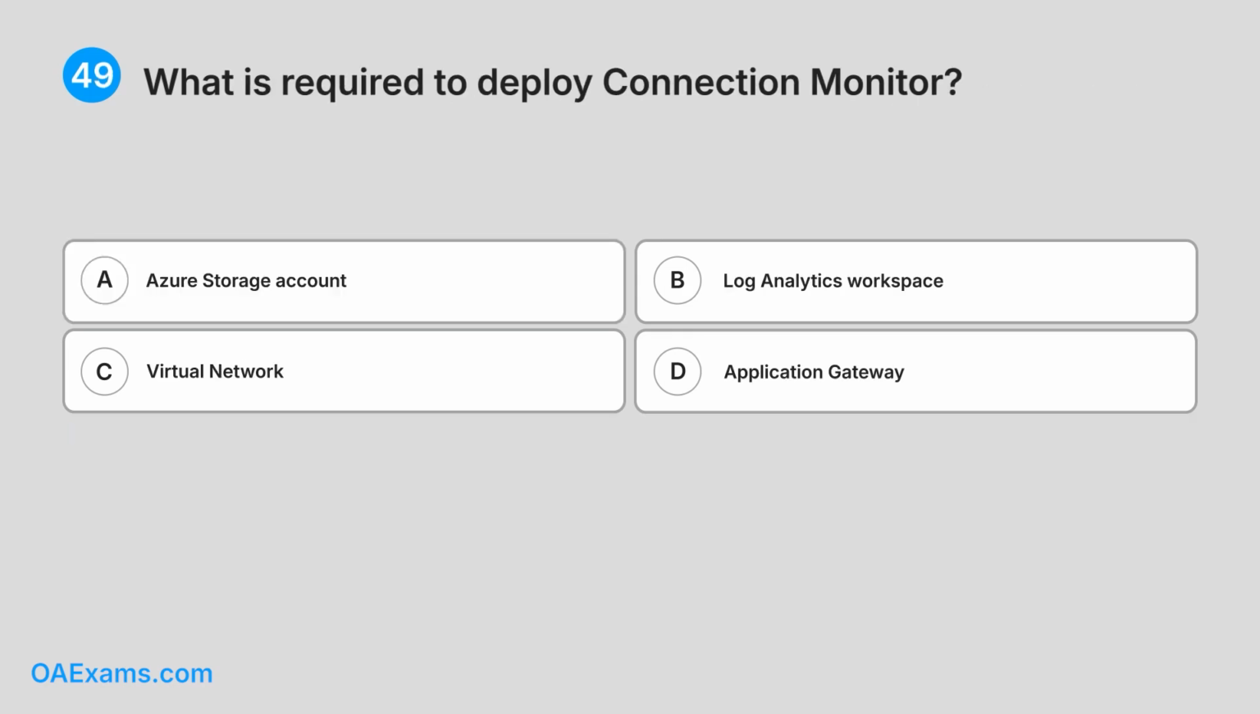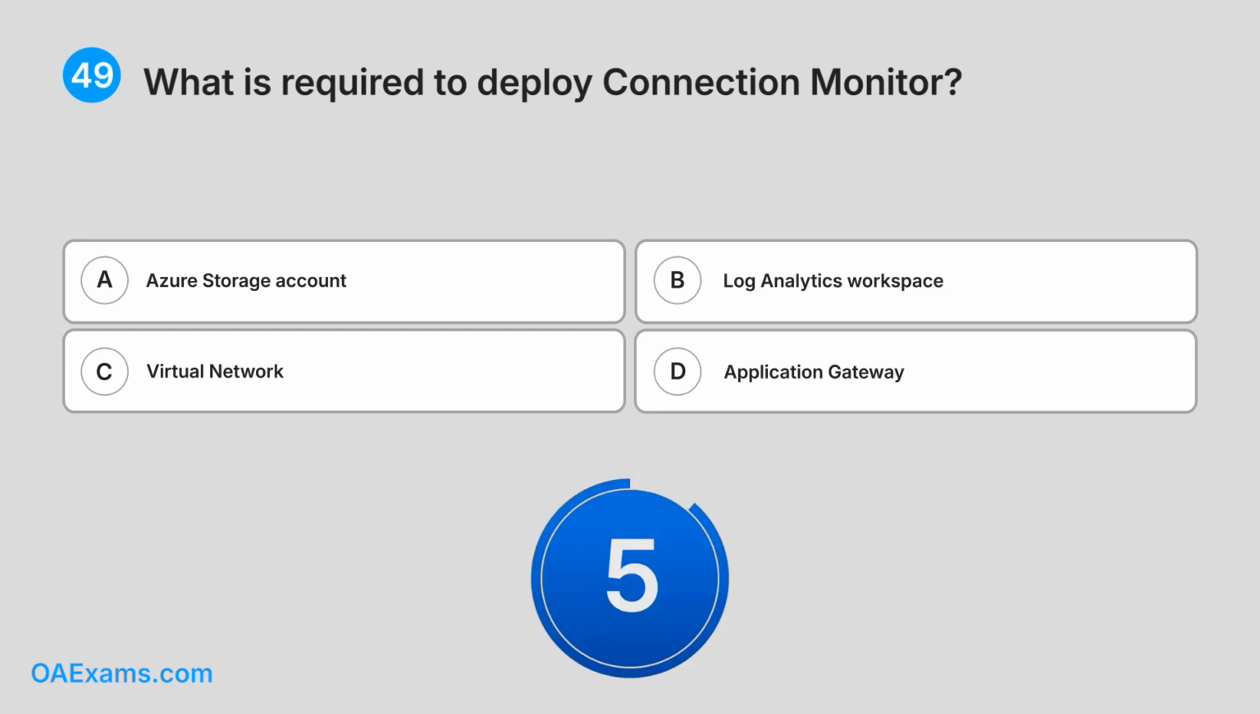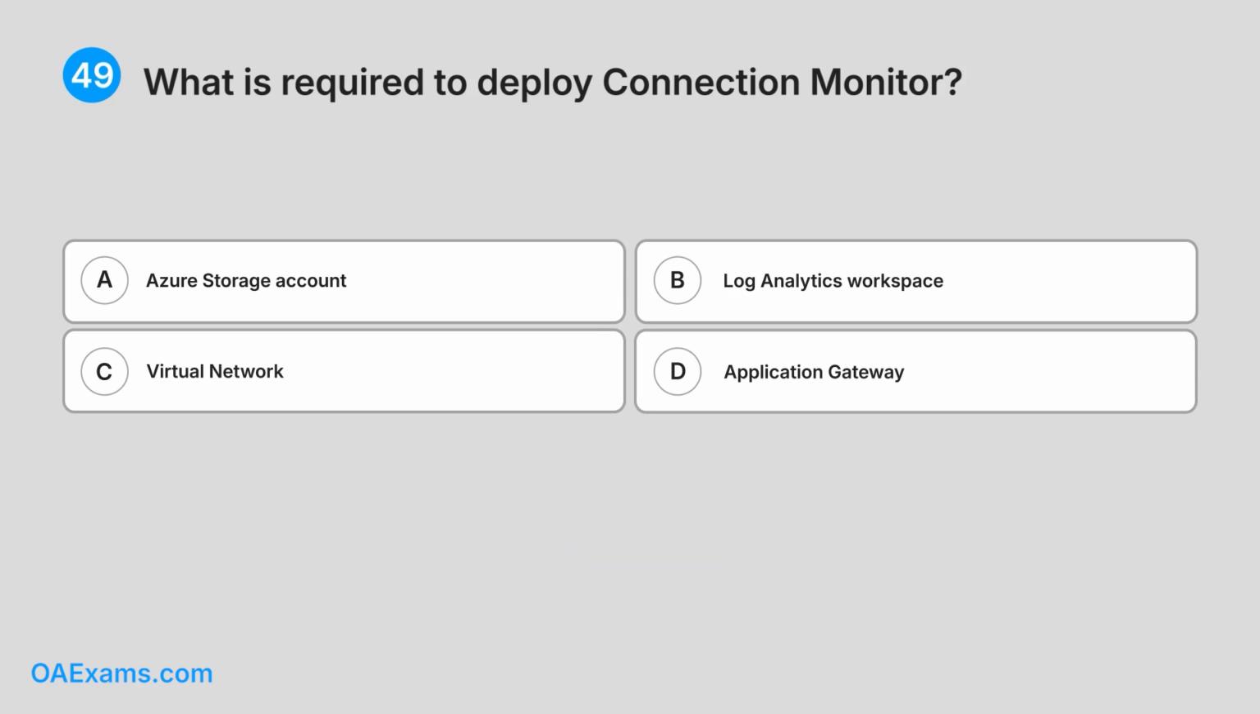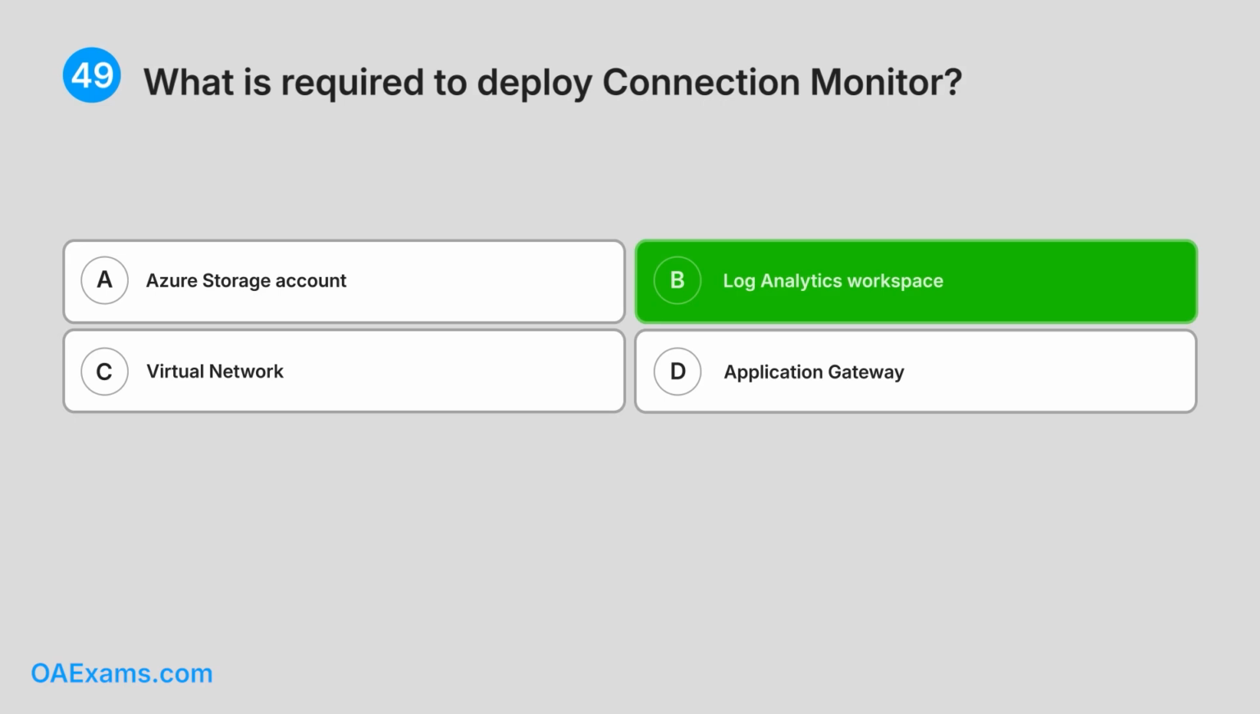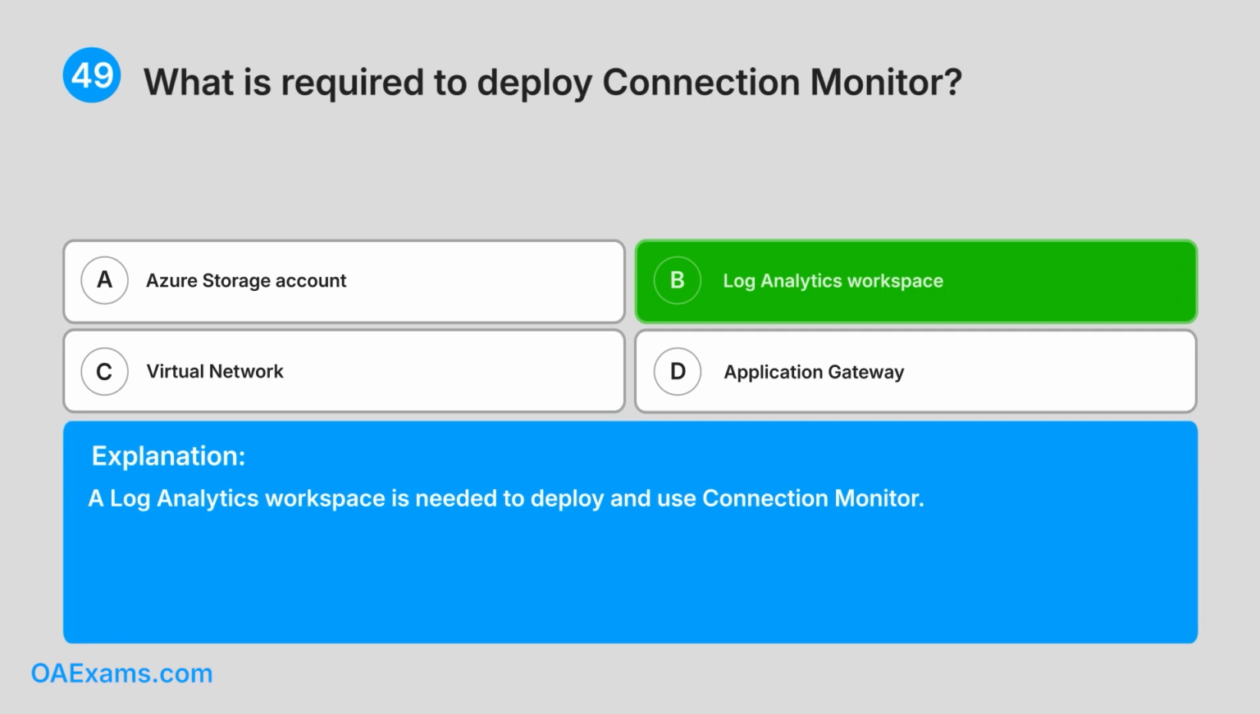49. What is required to deploy Connection Monitor? A. Azure Storage Account. B. Log Analytics Workspace. C. Virtual Network. D. Application Gateway. Do you know the answer? Correct answer: B. Log Analytics Workspace. Explanation: a Log Analytics Workspace is needed to deploy and use Connection Monitor.